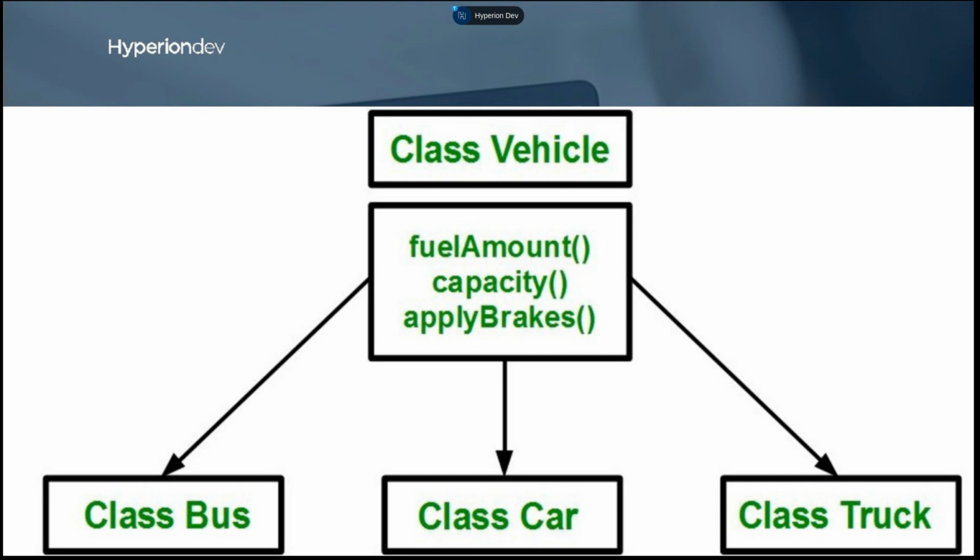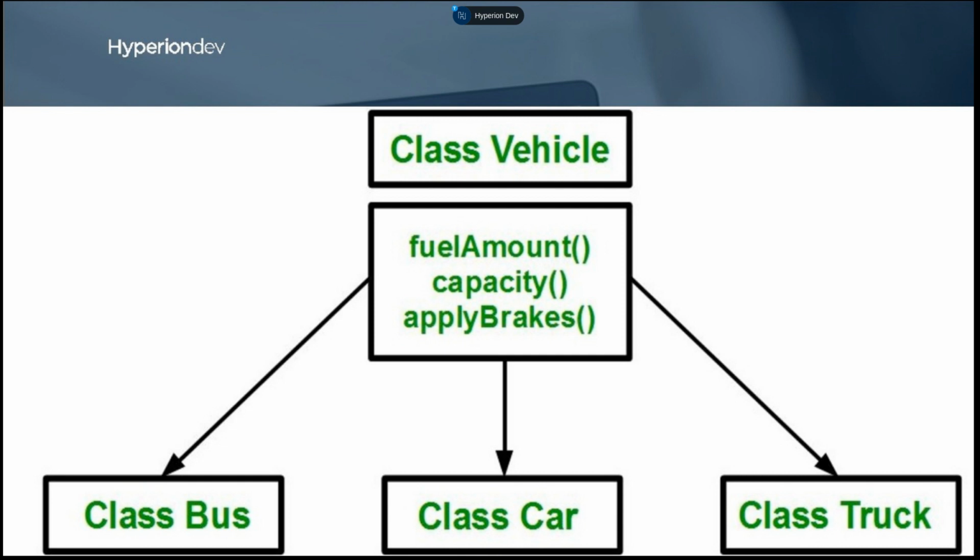In this diagram here, I just wanted to show you how inheritance works from a visual perspective. So as you can see at the top there, we have the class vehicle. And vehicle has the methods fuel amount, which just gets us how much fuel is left in the vehicle, the capacity, which tells us what this vehicle carries, and apply brakes, which simply slows down the vehicle. And as you can see down there, we have three other classes which are inheriting from this vehicle class. We have bus, car, and truck.